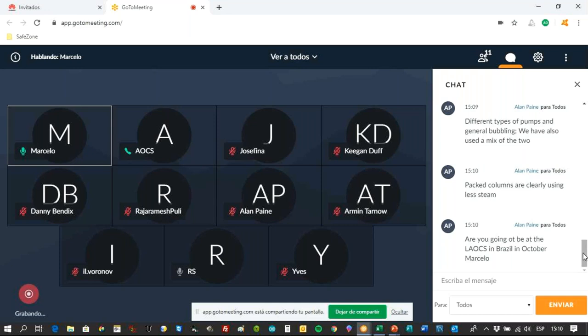Okay, yeah, might be. But again, this is very related to the interfacial area that we can get, related to how all these steam bubbles are formed, either if we have a simple bubbling or if we have steam lift pumps.